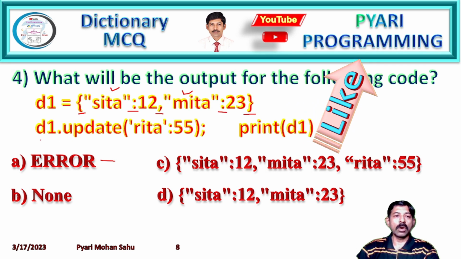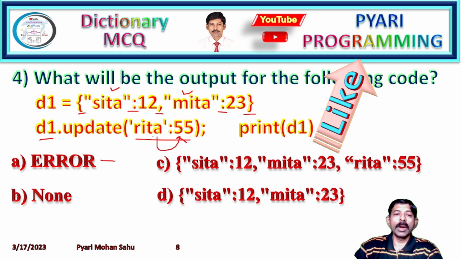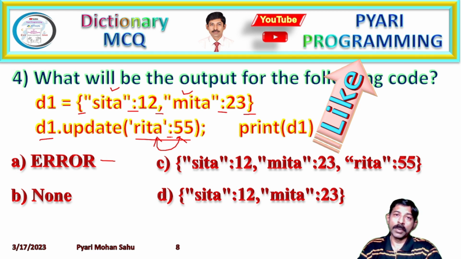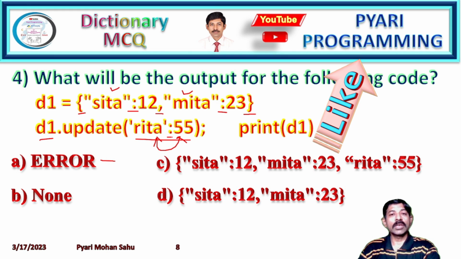Now d1 dot update. D1 is a dictionary. Update is a function which takes one parameter. Hold on. Is it taking one parameter over here? The way the parameters are given, it will think we are passing two parameters over here. One is called Rita. Another is your 55 which is separated by colon symbol. Normally the parameters are separated by comma. But here update function takes one parameter. So that's why it is going to generate error message.